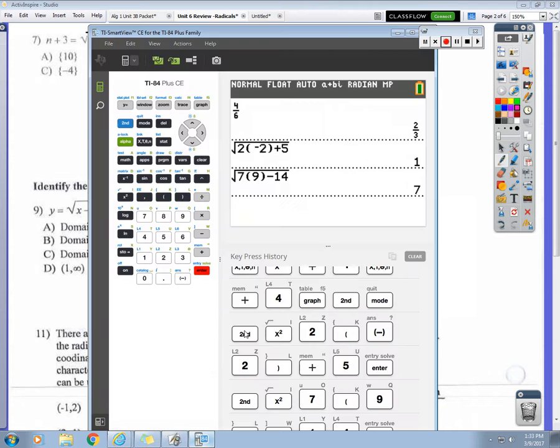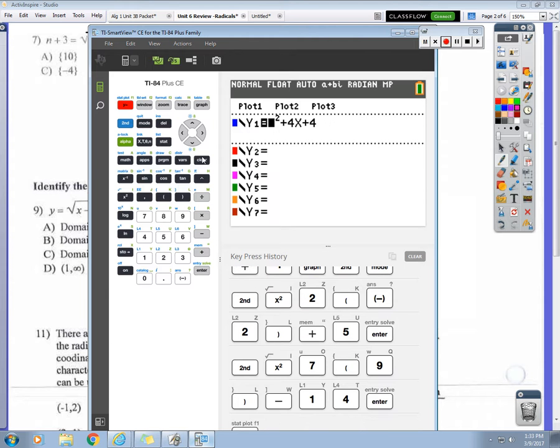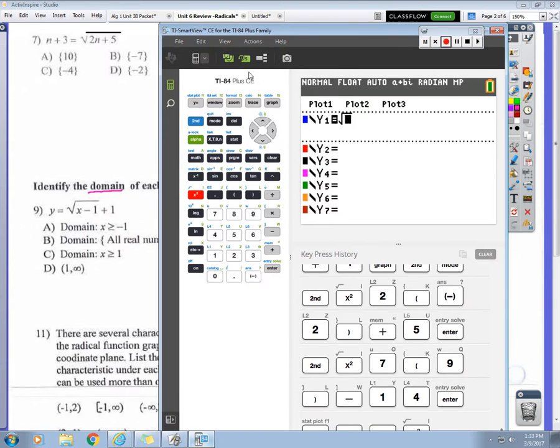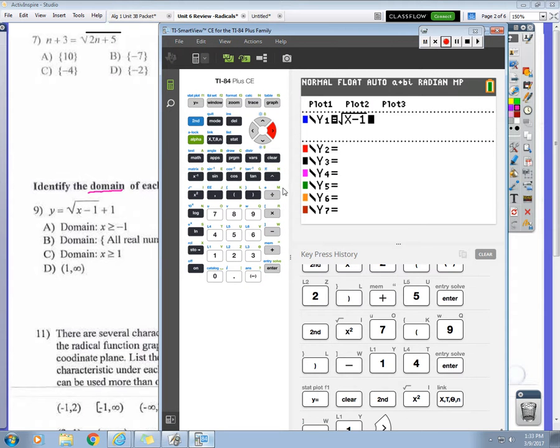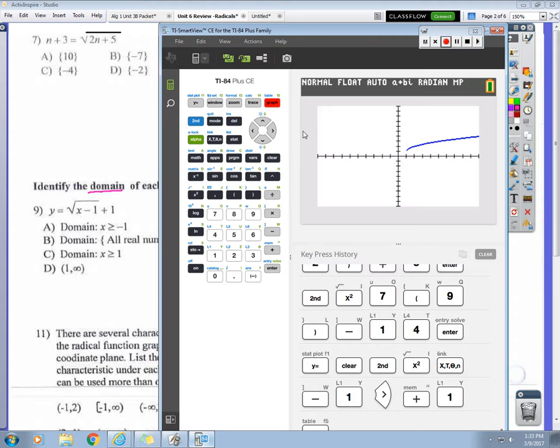Graph it and look at the picture. So y equals the square root of x minus 1 plus 1. Okay, so we already said domain is x values. On the x-axis, isn't this the furthest it gets to the left? And what x value is that?